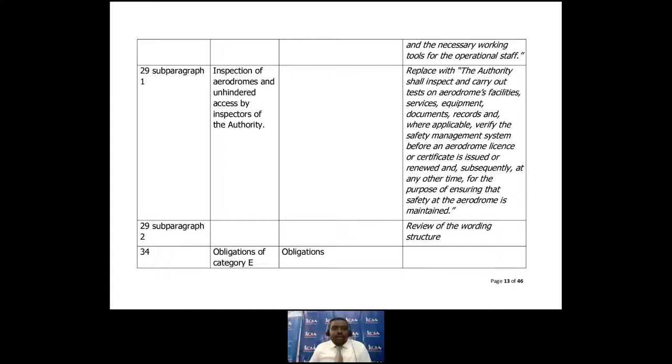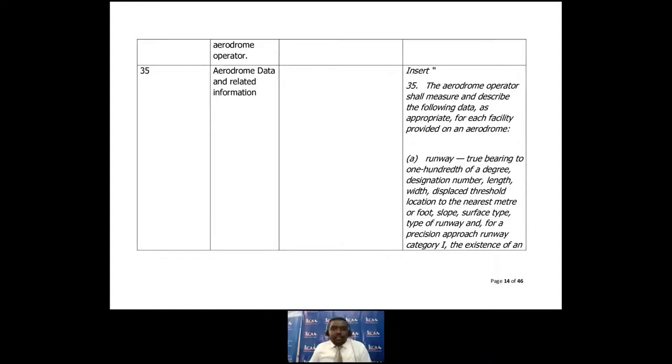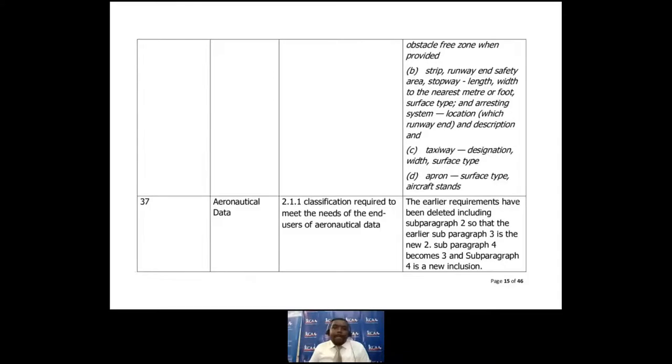Then regulation 34, obligation of a category E aerodrome. That was just because of the rearranging or renumbering of the regulations. And then 35, we have aerodrome data and related information. And this information was inserted: the aerodrome operator shall measure and describe the following data as appropriate for each facility provided on an aerodrome. And there is a subparagraph A, B, C, and D.